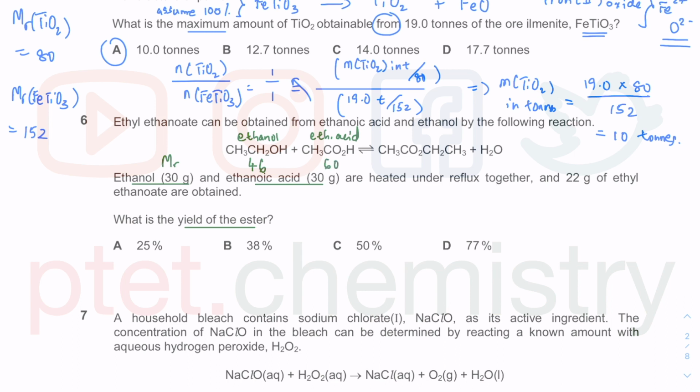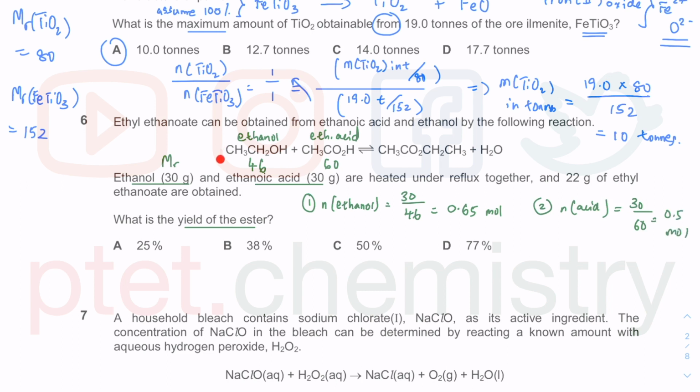So what I can do here is, I don't know which one is limiting and which one is in excess. So I really must check for each of them, because you don't know what is fully used up. So you need to check 30 gram over 46. So 30 divided by 46, I get 0.65 mole. And then my mole of carboxylic acid, basically this ethanoic acid, is going to be 30 gram over 60. That gives me 0.5 mole.